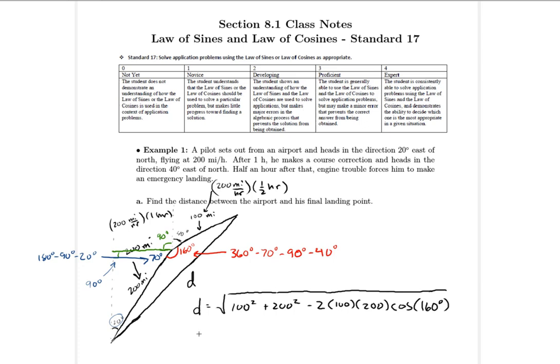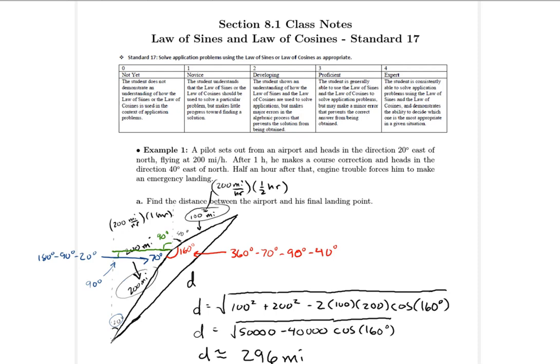And so that, I could simplify that a little bit. This is going to be 50,000 minus 40,000 cosine of 160 degrees. And that gives me that the distance is approximately 296 miles. And it's important in all these problems to make sure that this does make sense, right? If this is 200 and this is 100, this distance should be greater than 200. So 296 seems like a reasonable answer to me.